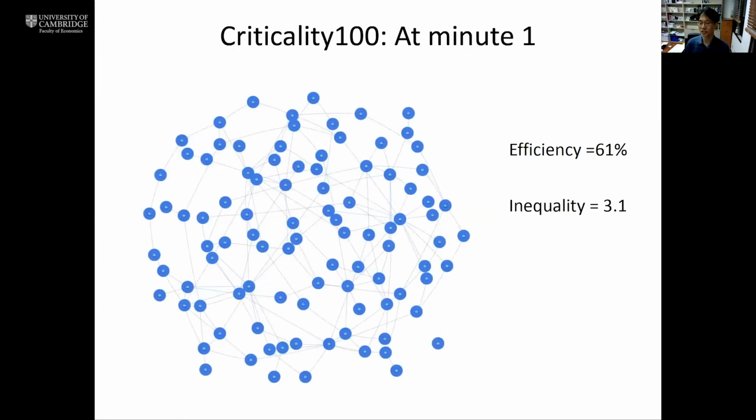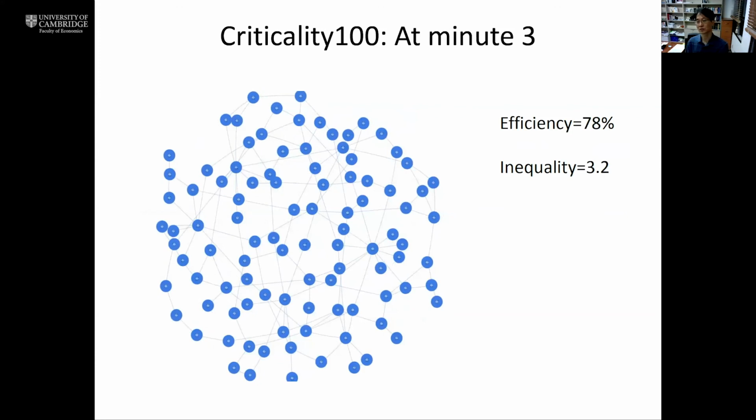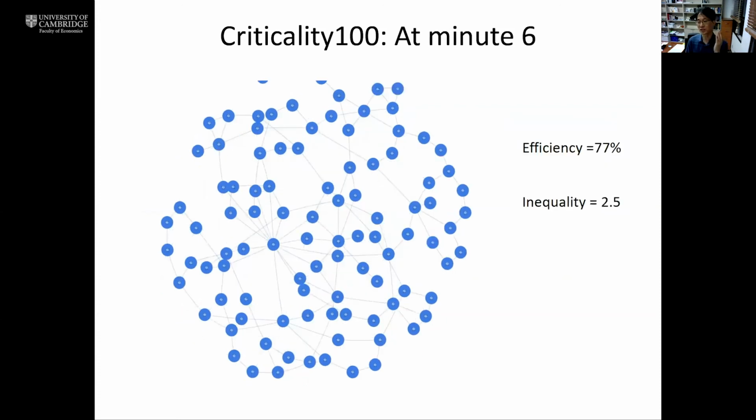Now, let me show you a snapshot of criticality pricing in the large group and a snapshot of the betweenness pricing in the large group. So this is criticality at minute 1. You can see that the efficiency level is 61% and inequality is already about 3.1. Now at minute 3, efficiency increases as the network becomes more sparse. Inequality has little change. At minute 3, efficiency keeps increasing and the inequality is about this size.